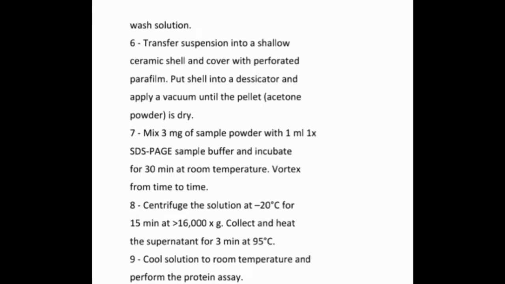Then wash solution. 6. Transfer suspension into a shallow ceramic shell and cover with perforated parafilm. Put shell into a desiccator and apply a vacuum until the pellet is dry. 7. Mix 3 mg of sample powder with 1 ml 1X SDS sample buffer and incubate for 30 minutes at room temperature, vortexing from time to time.